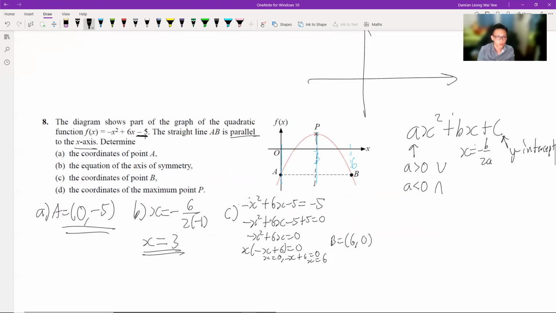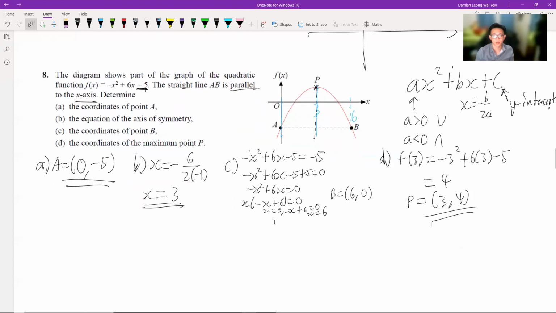Okay. So coordinates of the maximum point P. I already know the x value, just substitute in. So for part D, I find f(3). -3 squared plus 6 times 3 minus 5. -9 plus 18 minus 5, so 4. Means point P is (3, 4). Okay, that is for question 8.